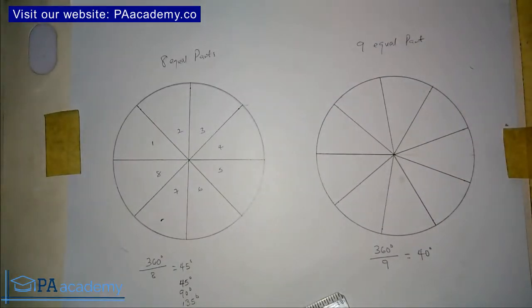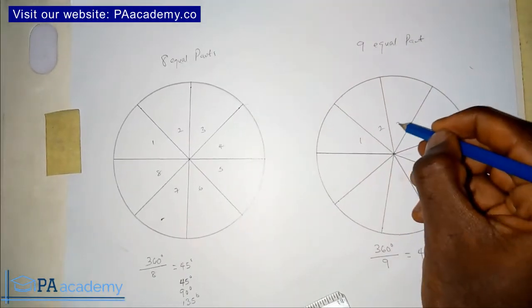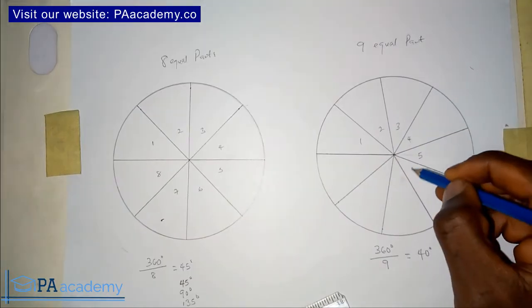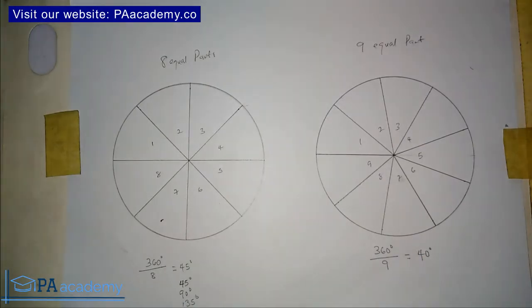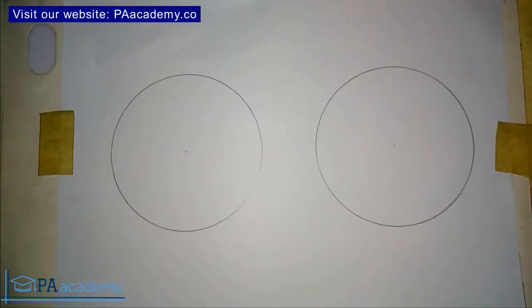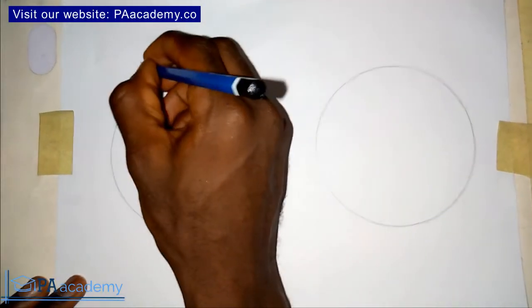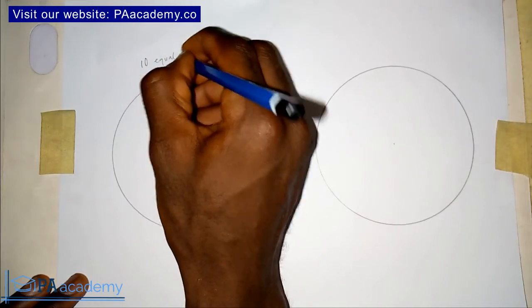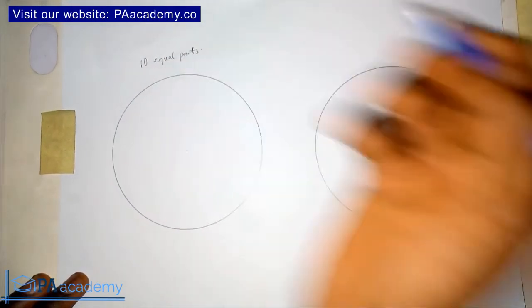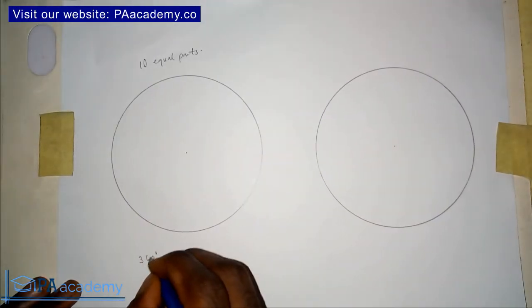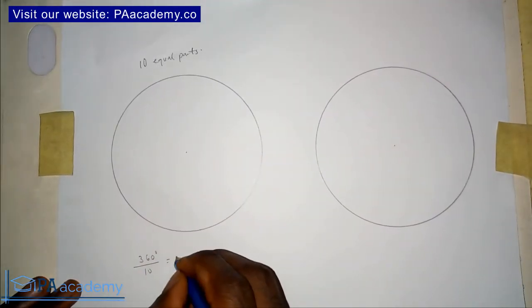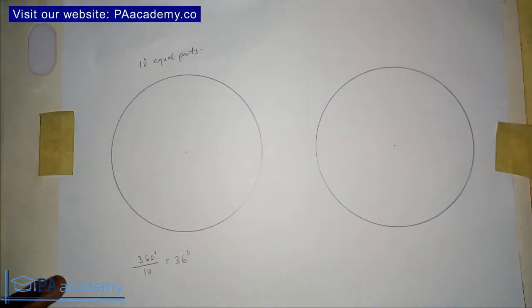Alright, so with this now, we've been able to divide it into 1, 2, 3, 4, 5, 6, 7, 8, 9 equal parts. So this is for 9 equal parts. So now let's go to the next one, which is 10 equal parts. So let's notice this is for 10 equal parts. Alright, so let's do our little calculation again. So that will be 360 degrees divided by 10, and that will give us 36 degrees. So that will be 36 degrees apart.